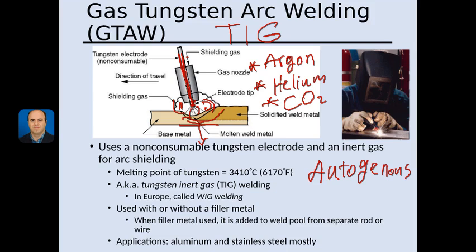The reason we call it a non-consumable electrode process is that we are using tungsten, and tungsten has a high melting point, 3,000 degrees Celsius. This process is very good for joining aluminum and stainless steel.